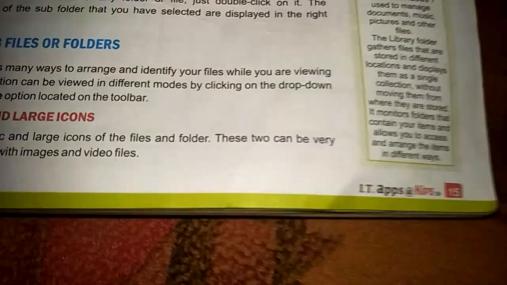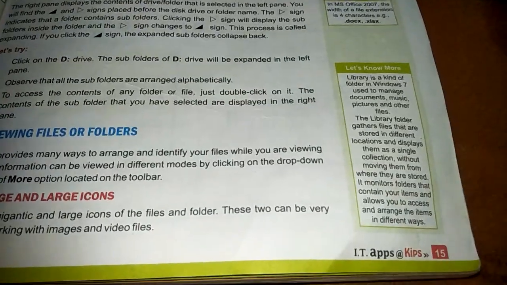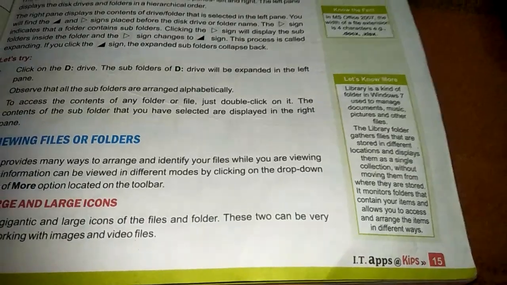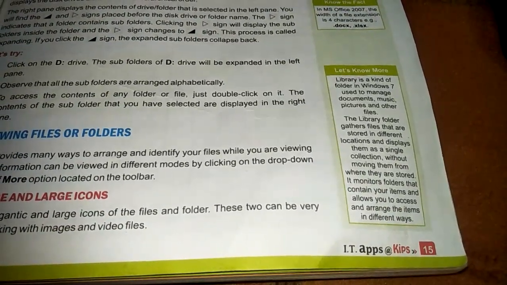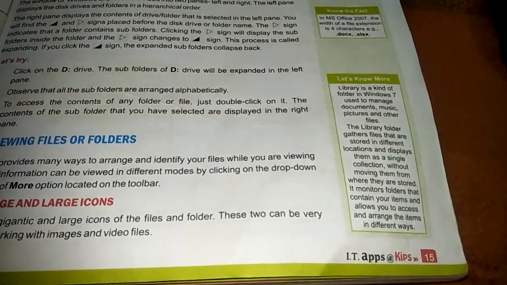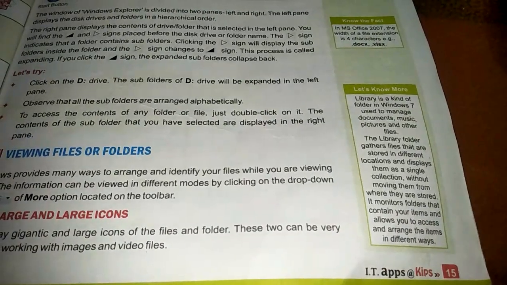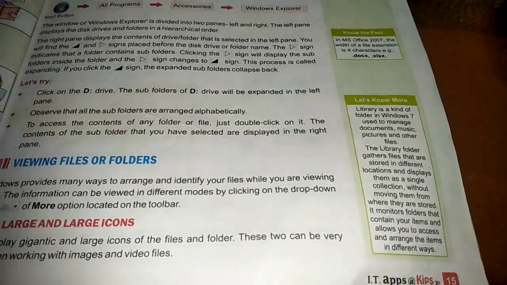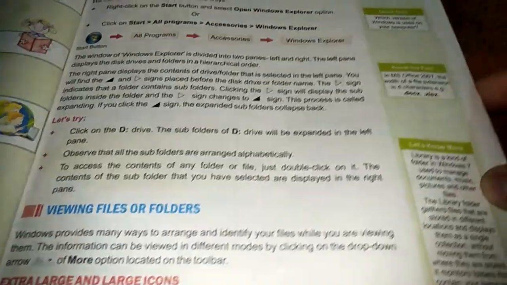Clear? Next is viewing files or folders. Clear? Windows provides many ways to arrange and identify your files while you are viewing them. Clear? The information can be viewed in different modes by clicking on the drop-down arrow, clear, or the More options button located in the toolbar. Clear? Extra large and large options.